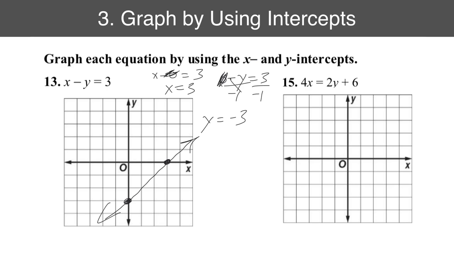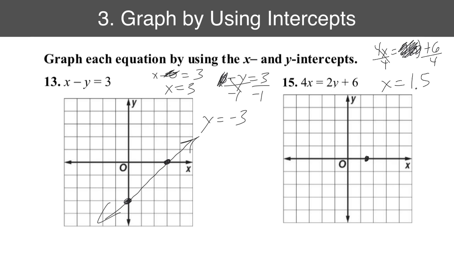All right, let's try the same thing over here on number 15. On 15, I'm going to put a 0 in for y. So I get 4x equals 2 times 0 plus 6. Again, 2 times 0 is nothing, so I just cross it out. And I'm just left with 4x equals 6, so I divide by 4. I get x equals 6 over 4. Now, I can't really graph that because I don't know what 6 over 4 is on a graph, so I'm going to divide that and see what it is as a decimal. And what I get is 1.5. So I can put that on a graph. So I go to 1 and then a half. So 1.5 would be somewhere right about there on the x-axis.